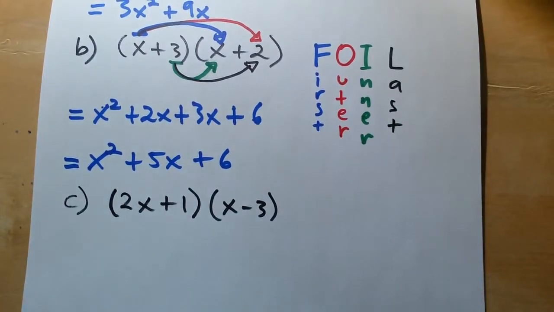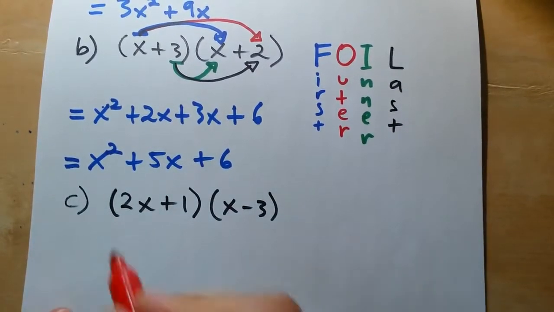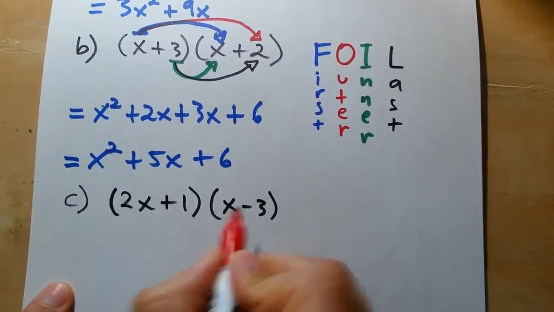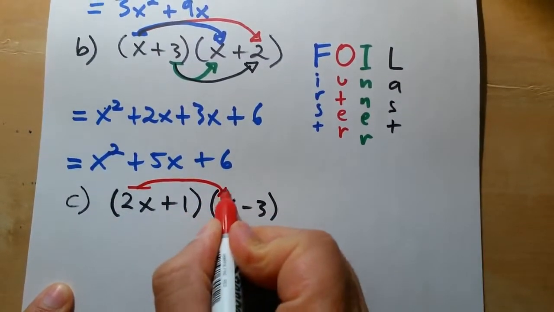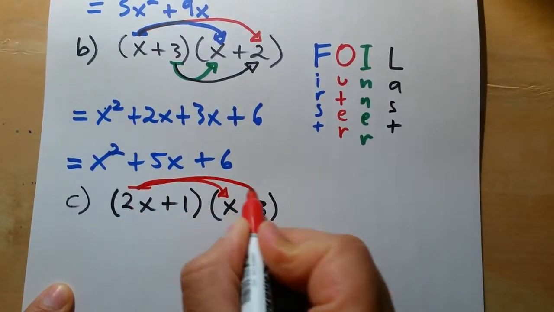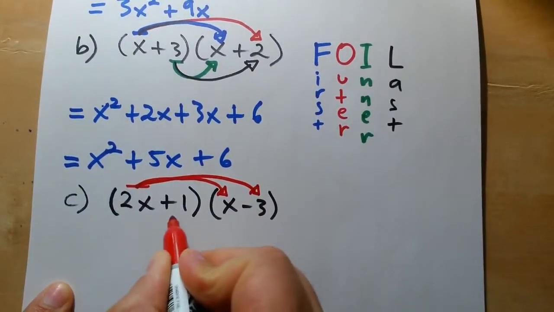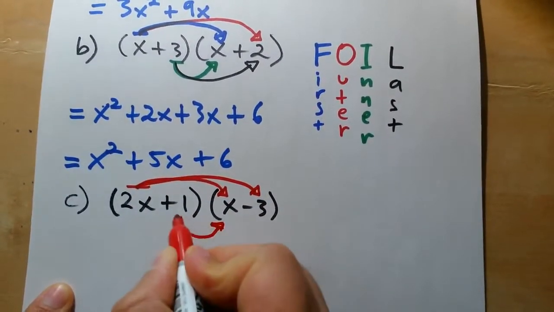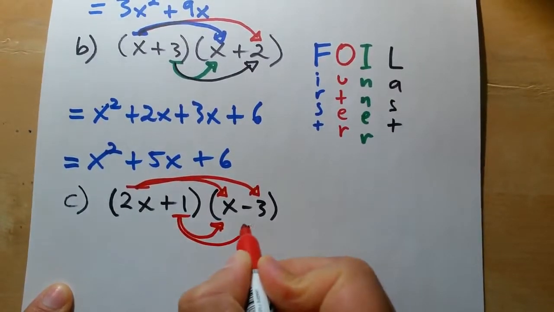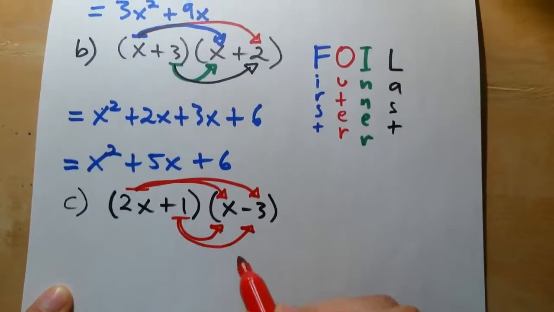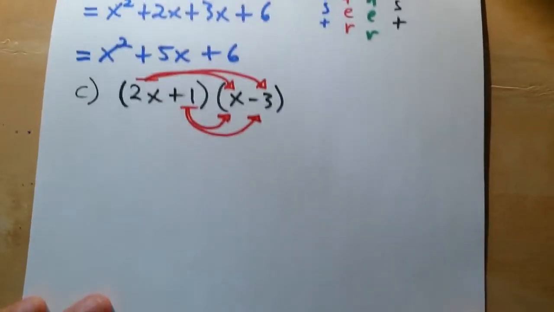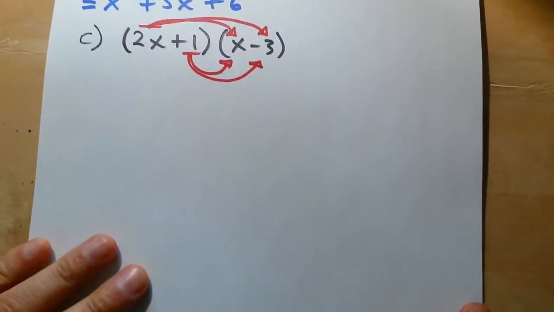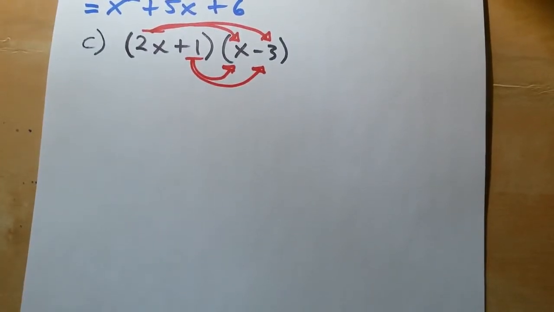Okay, so same thing, right? Multiply the first terms. We have two binomials. Let's multiply the first terms, 2x times x. Let's multiply the outer terms, 2x times minus 3. The inner terms, and the last terms. Same thing again. Let's start developing our solution on this one.